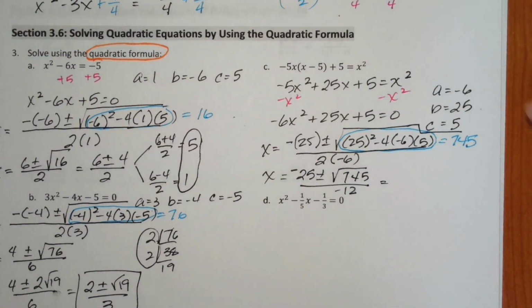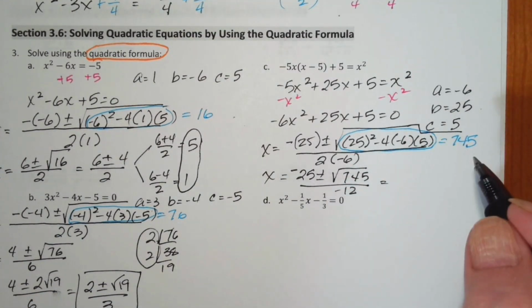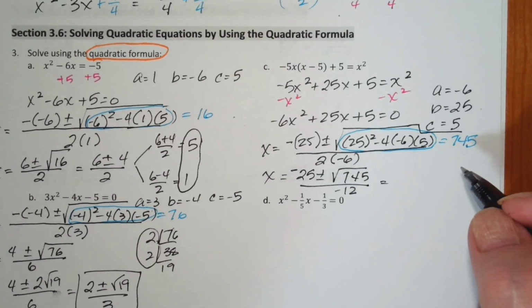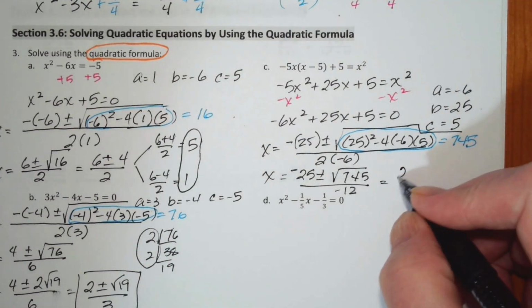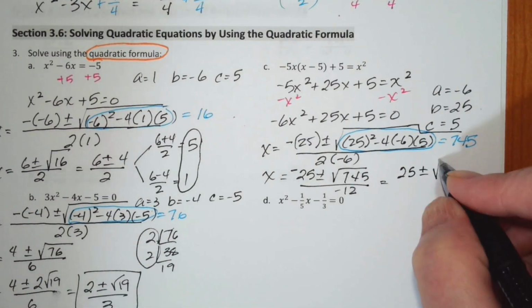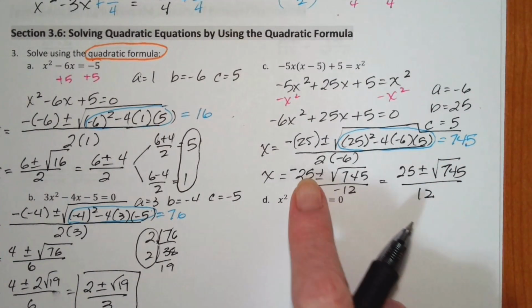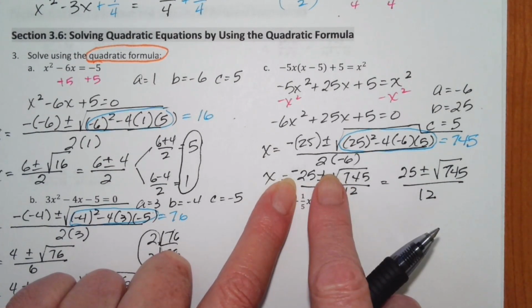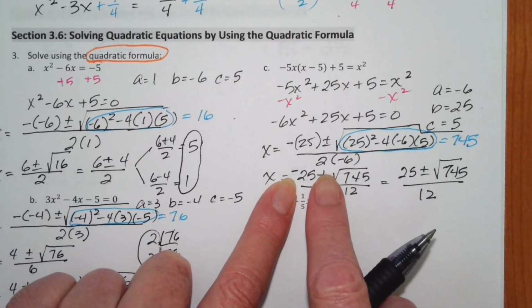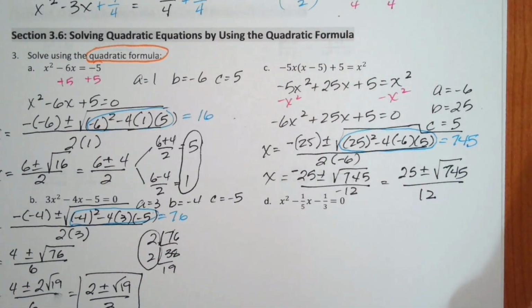Well, this 745 can't be simplified. But now what I can do is I can leave it like it is. However, if I wanted to, I can just factor out a negative 1 from all of it. And that will give me 25 plus or minus the square root of 745 divided by 12. When I factor out the negative 1 here, then this becomes, instead of plus minus, minus plus, but it doesn't matter. And then I factor out a negative here.